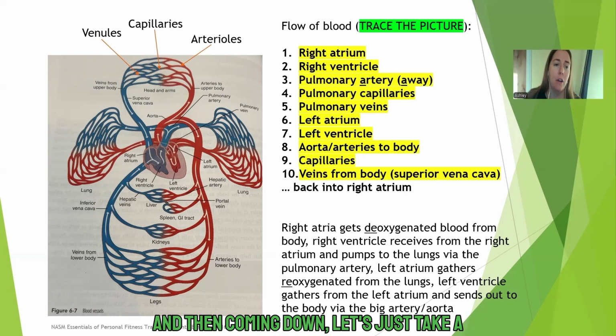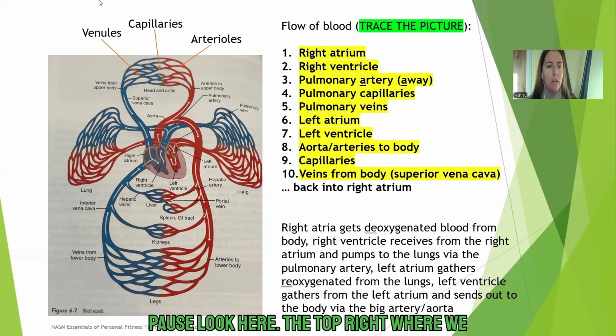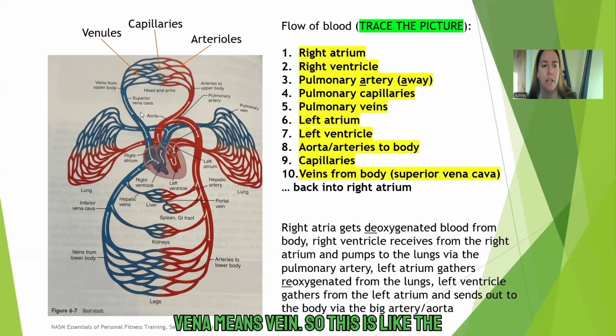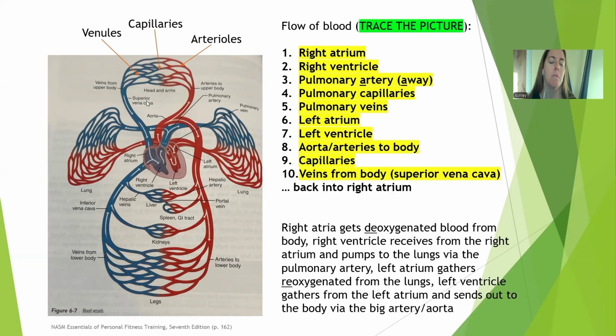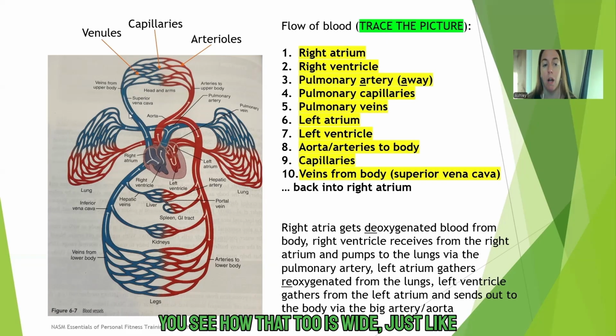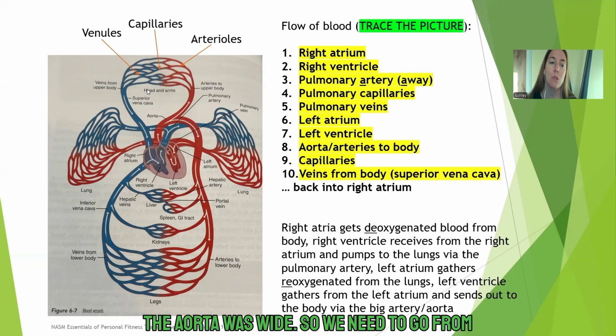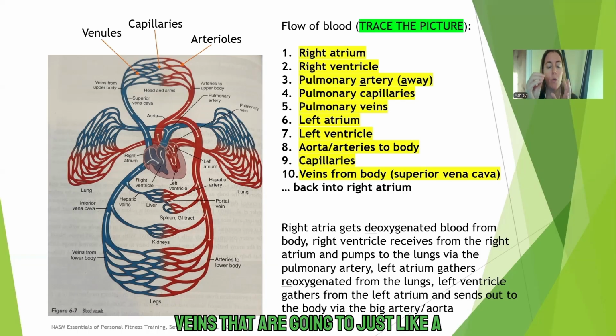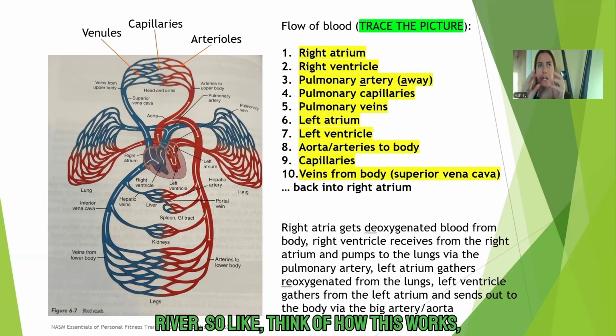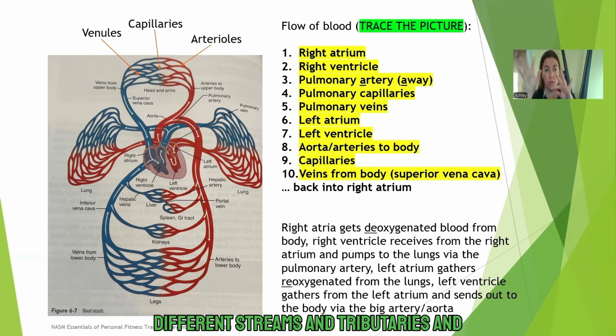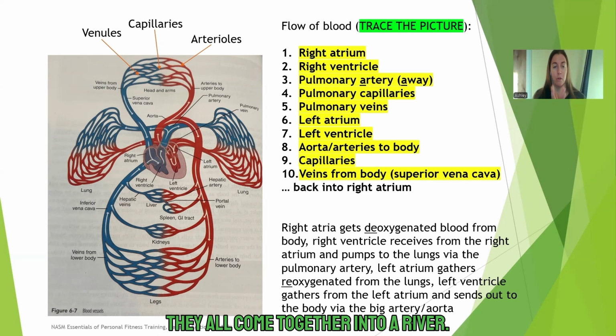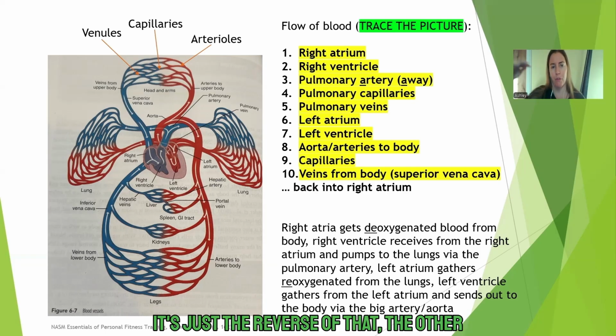Okay, and then coming down, let's just take a pause. Look here at the top right where we see the superior vena cava. That word vena means vein. So this is like the superior, the high vein. You see how that too is wide, just like the aorta was wide. So we need to go from these really tiny capillaries, and now we need to go the reverse way and make small veins, just like a river. Think of how this works, where you have all of these little different streams and tributaries and they all come together into a river. That's what it's like in this direction. It's just the reverse of the other way.